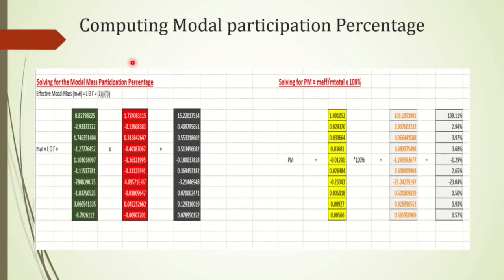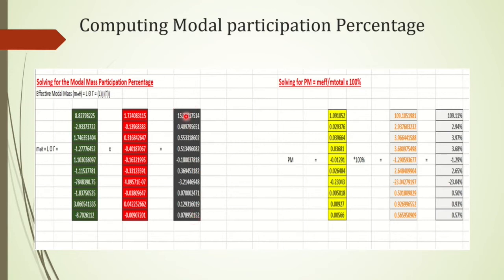Sunod ay ang pagkuha natin sa modal mass participation percentage. Pero ang una nating gagawin ay kukunin muna natin yung effective modal mass. Ang effective modal mass or MEFF ay equal to the value of L, which is the participation vector, times the itong bilog na ito na may dot is called the Hadamard product, times the value of the R kanina, participation factor. L pala is the coefficient vector. So, multiplying them, ito yung makukuha natin na sagot.